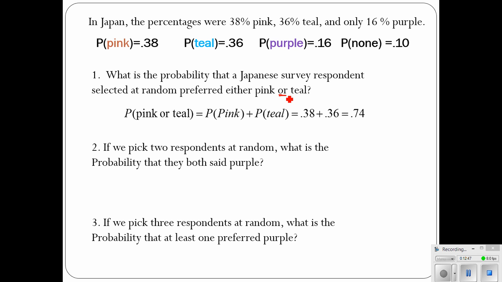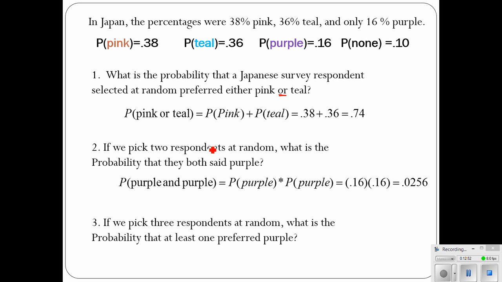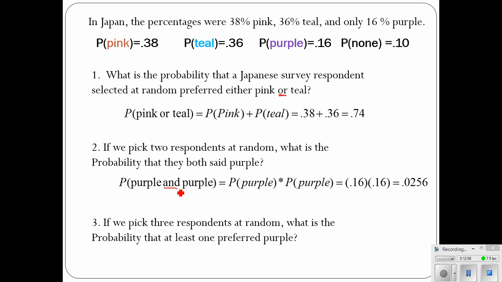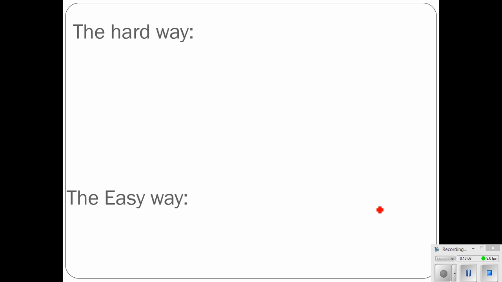And then if we pick 2 respondents, what's the probability they both said purple? So purple and purple, right? If we start thinking about the words that we're using, purple and purple, that'd be 0.16 times 0.16. And then if we pick 3 respondents, what's the probability that at least one preferred purple? So this is a big thing to realize.